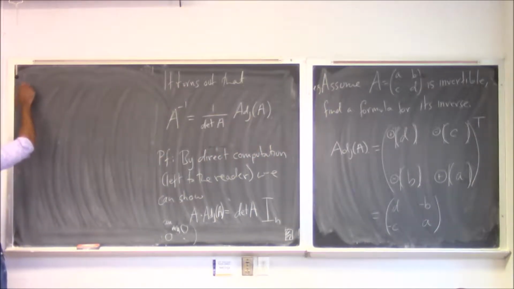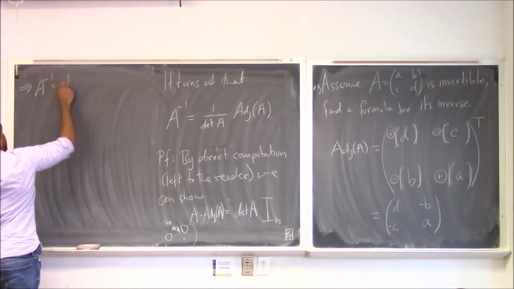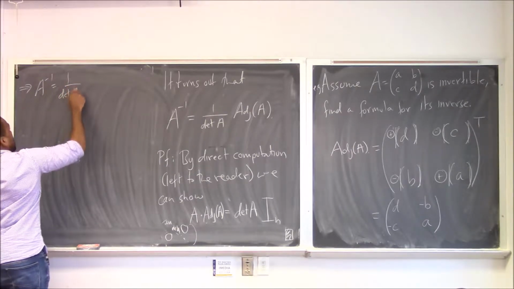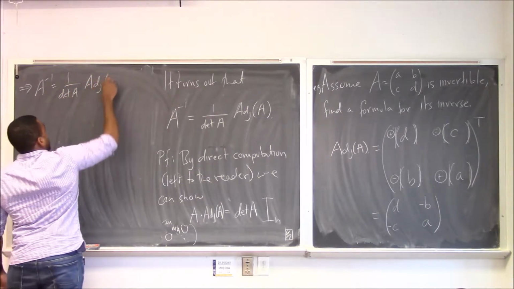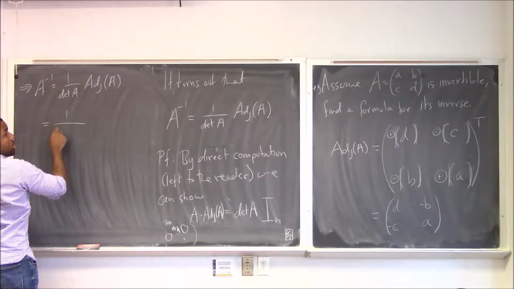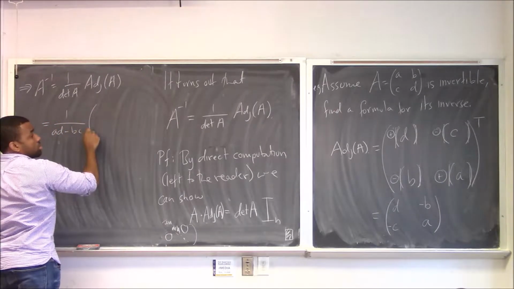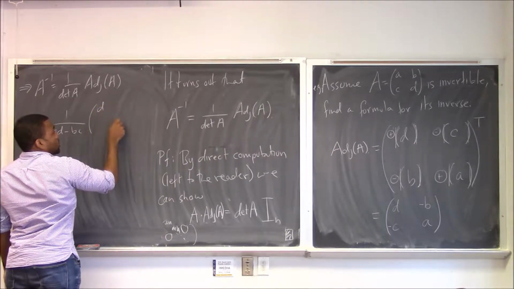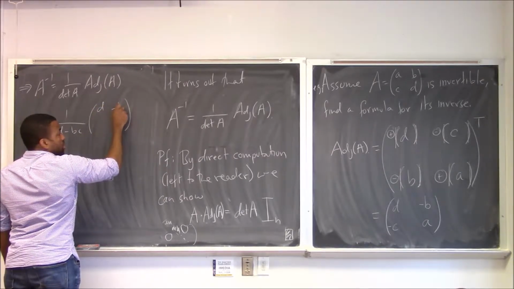So this means by the formula, A inverse is equal to 1 over the determinant of A times the adjoint of A. And this ends up being 1 over AD minus BC times this matrix. Swap the entries on the main diagonal, negate the other entries.